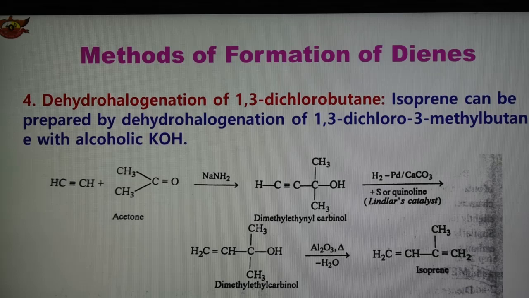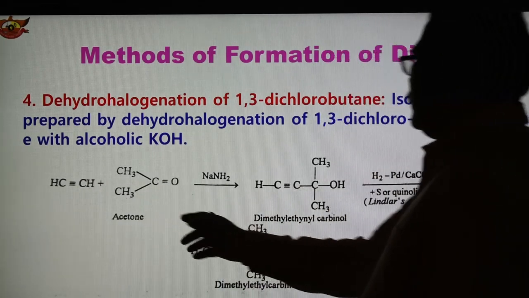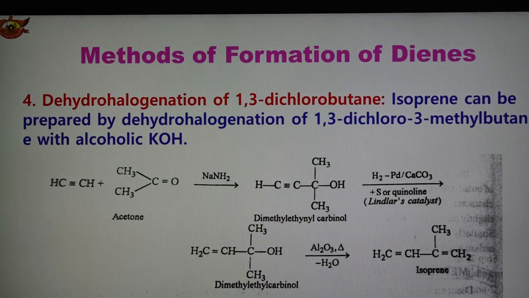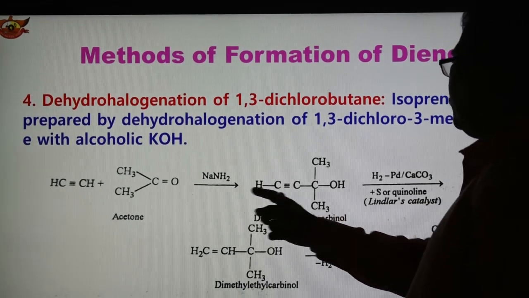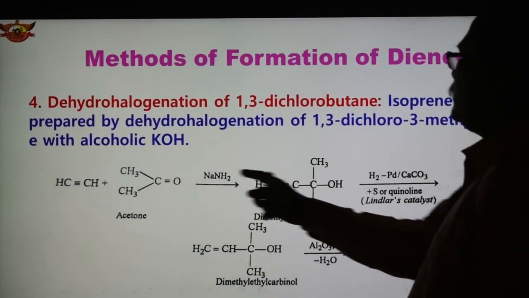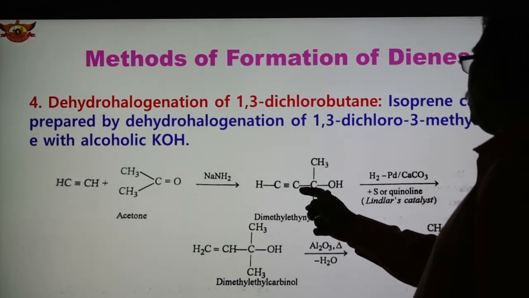Now, there is another method of preparation of isoprene. Isoprene may also be synthesized from acetone and acetylene by following a sequence of reactions. So here this is the acetylene and this is the acetone, and a series of reactions takes place. In the presence of sodamide, we obtain this type of compound. The acetylide carbon joins here, and the H joins as OH, so this is the addition compound, and the acetylene is joined in this way.